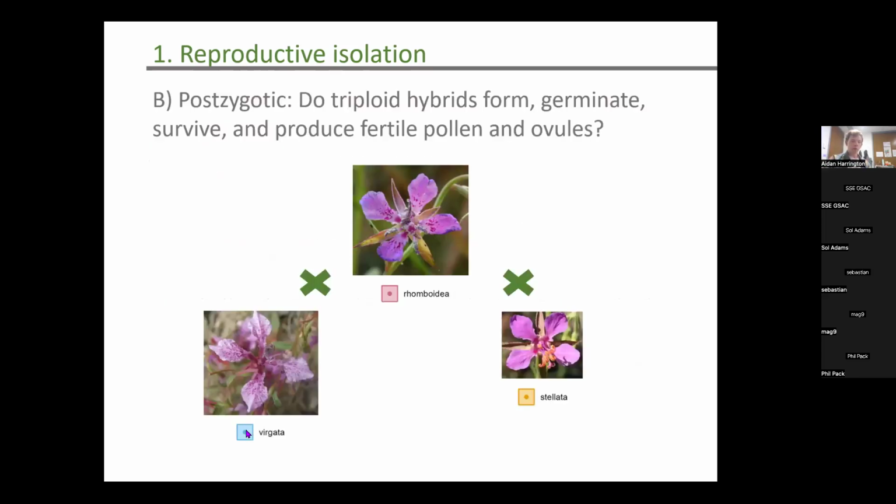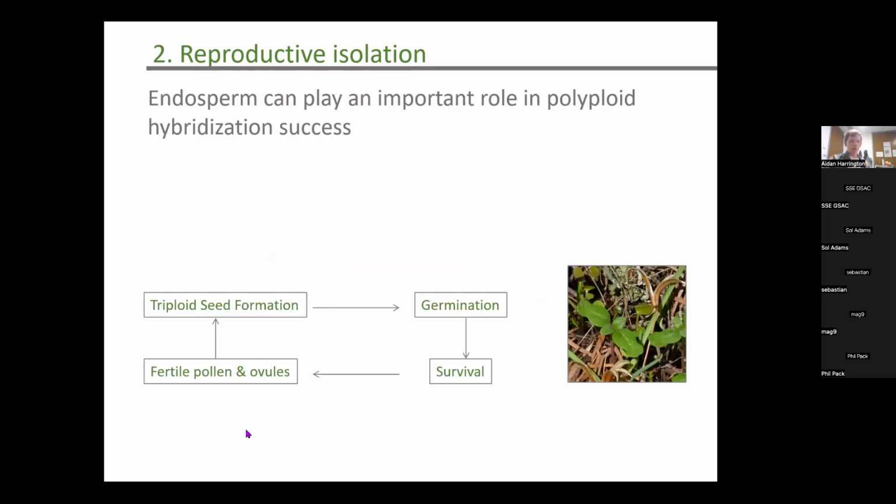Okay, so moving on to the post-zygotic component. Do triploid hybrids form, germinate, survive, and produce fertile pollen and ovules? If we're looking at this, one important note is that endosperm can play an important role in polyploid hybridization success. And this is really reflected in its impact on the formation of seeds and whether or not they can germinate.